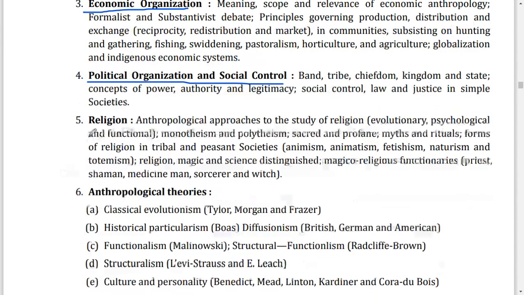5. Religion. Anthropological approaches to the study of religion: evolutionary, psychological and functional. Monotheism and polytheism, sacred and profane, myth and ritual, forms of religion in tribal and peasant societies: animism, animatism, fetishism, naturism, and totemism. Religion, magic, and science distinguished. Magico-religious functionaries: priest, shaman, medicine man, sorcerer, and witch.